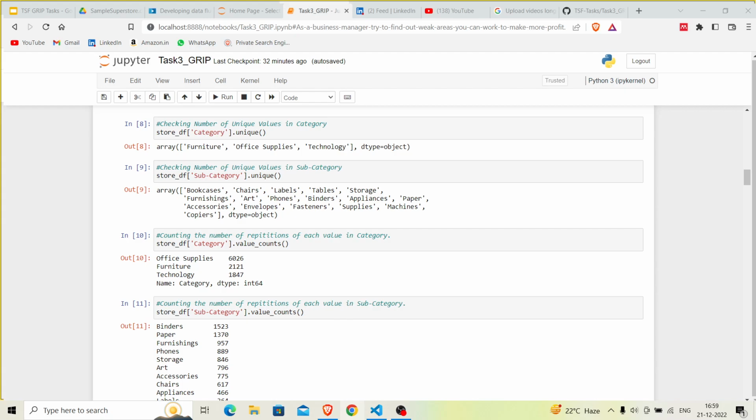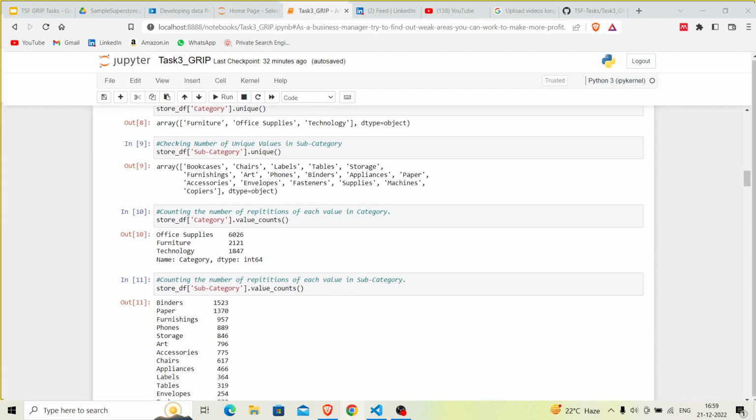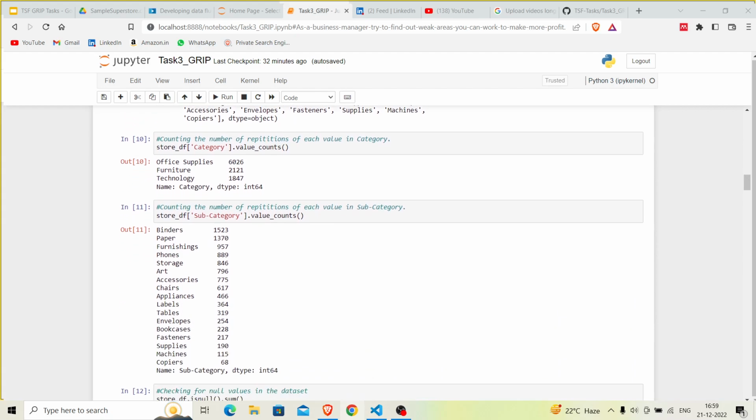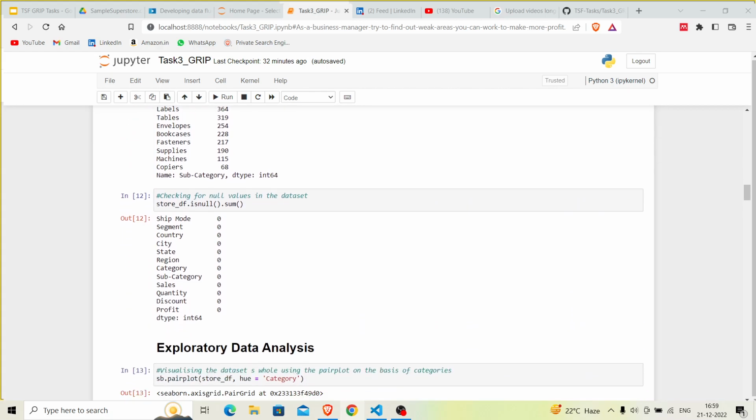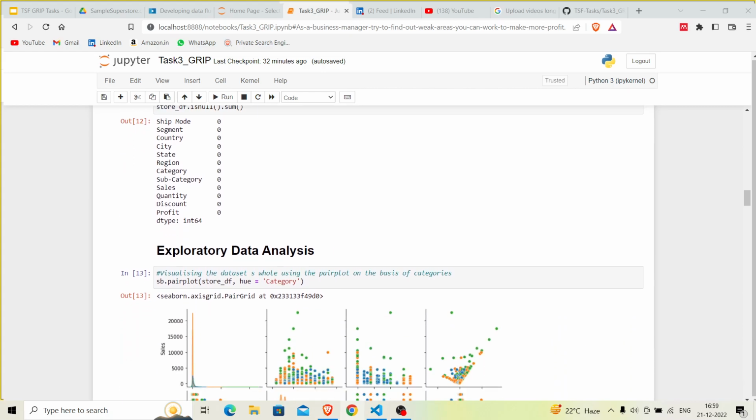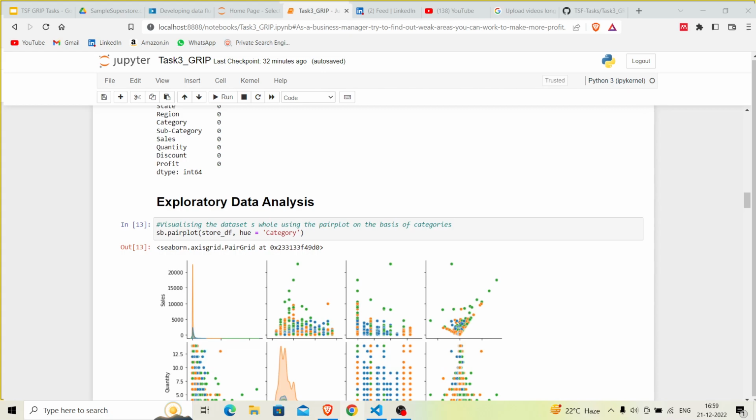in the category attribute, such as office supplies has been repeated 6,026 times, furniture has been repeated 2,121 times, technology has been repeated 1,847 times. And similarly, I have done the same for the subcategory also. And after that, I am checking for null values in different attributes of the dataset. There are no null values in the dataset, as we can see here in the result of the operation using the .isnull command. And after checking for the null values, I am starting the exploratory data analysis.